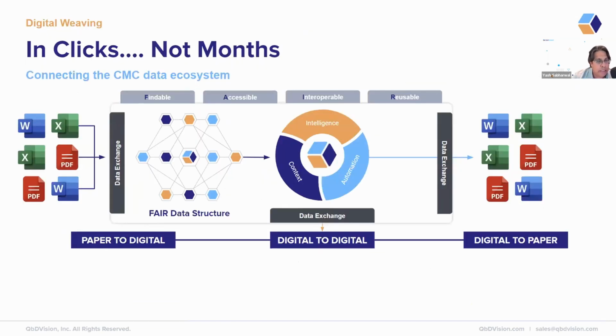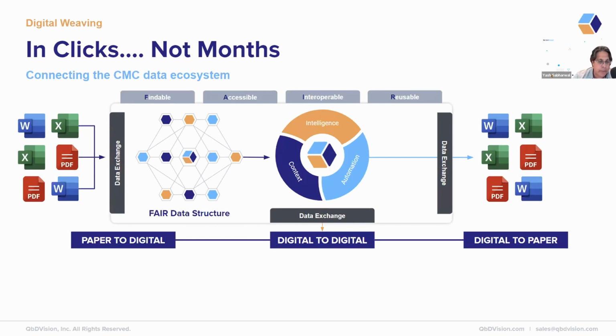And then we move into digital weaving. So the goal here really is not to be able to access or connect information in months, but to do it really in clicks. And so, QbDVision really has as its underlying foundation a data structure that's built on the FAIR principles. So findable, accessible, interoperable, and reusable. We connect all this information to really provide context, automation, and process intelligence.